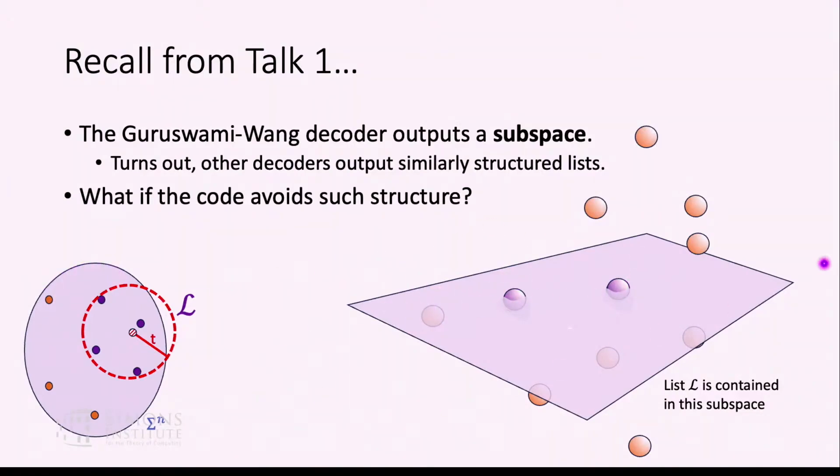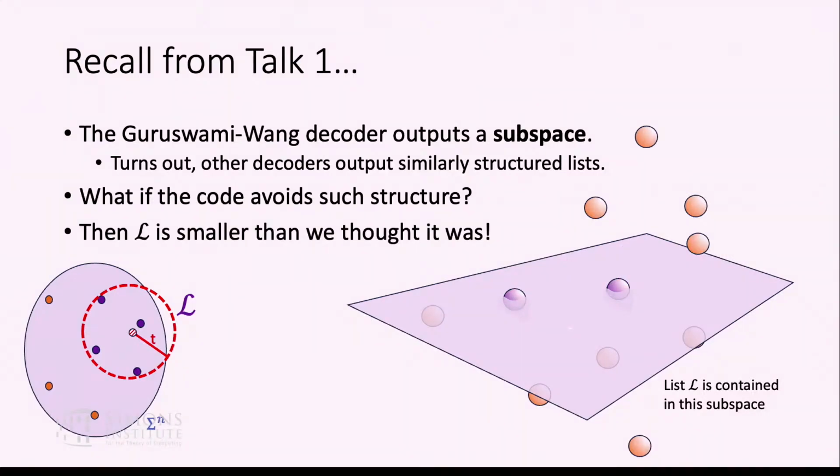It's not going to be this whole subspace. It's just where the subspace intersects the code, right? So that means that the list is smaller than we thought it was. And this leads us to a few different avenues to try to exploit this.